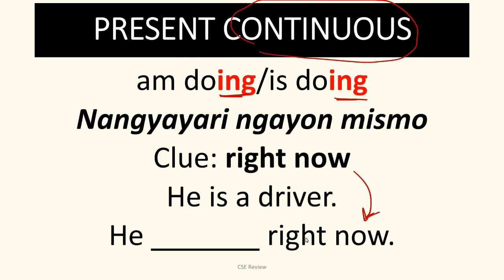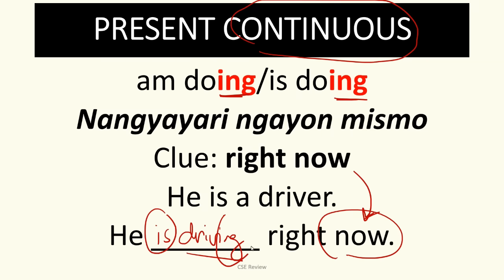Kanina he drives. Ngayon, he is driving right now. Bakit? Kasi nga, right this moment, nagda-drive siya. So, nagkakaroon ng is-ing. Okay? Is-ing. Or are-ing. Okay? Yun yung present continuous. Kapag nangyayari ngayon mismo, right this very moment.